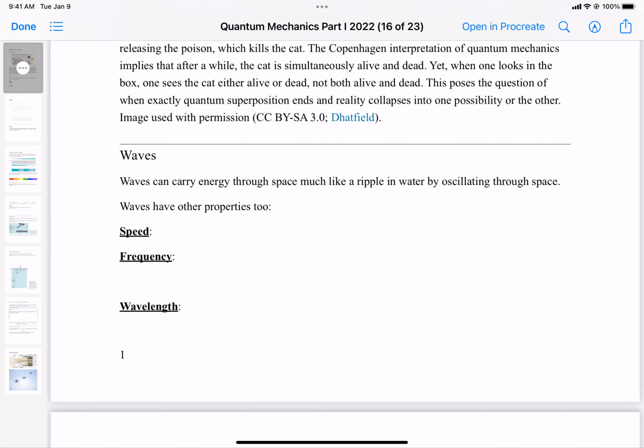and not only through particles, right? So we know particles contain energy, right? Electrons contain energy, but the way energy can be transferred is also through waves. And so we're going to talk a little bit about waves here. Waves have other properties too. They have speed. Waves move at certain speeds, okay?